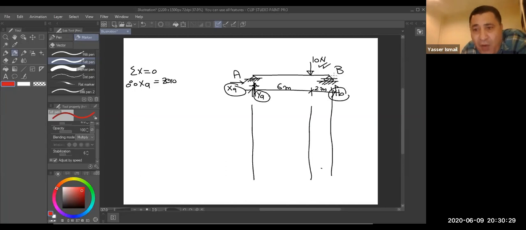But if I put a force here, for example 2 Newton, that means XA equals 2 Newton. Why? To make balance. The direction of XA is in this direction because the force at B is in this direction. See guys, in this direction. So to make balance, the reaction is opposite to it.